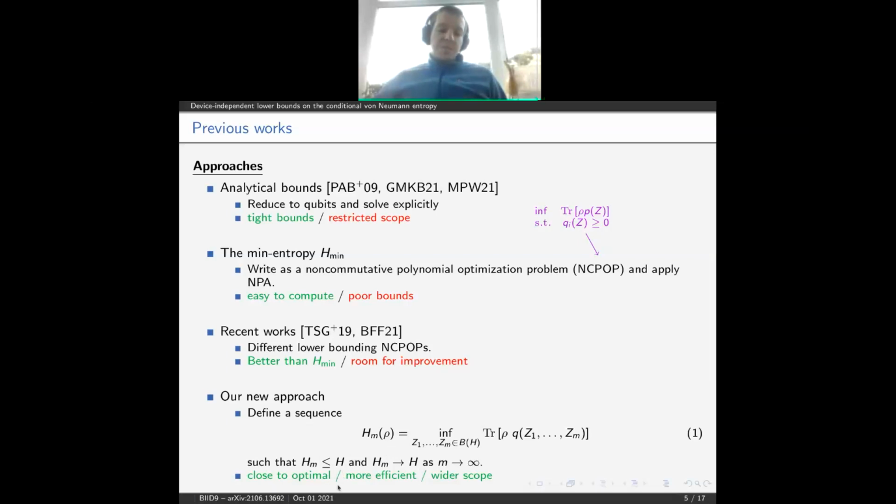The optimization problems that we actually solve in examples end up being, at least in the way that we implement them, more efficient even than the more recent numerical techniques. And our approach actually has a slightly wider scope than these techniques as well, in the sense that we also prove that our method produces lower bounds of the Rits even when the systems are infinite dimensional.